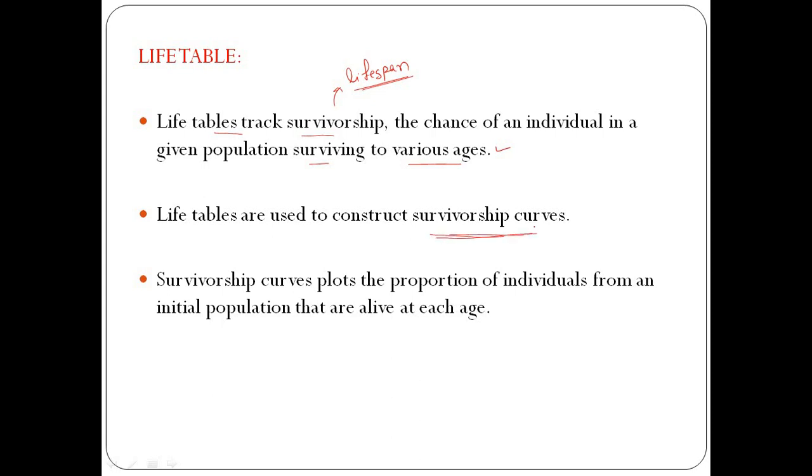Survivorship curve also represents the survival rate, that is, high or low mortality rate, or high natality rate, or whether mortality and natality rate are the same from young age to adult. That is represented by the life table, and the graph is plotted according to the data of the life table. So survivorship curves plot the proportion of individuals from an initial population that are alive at each age.